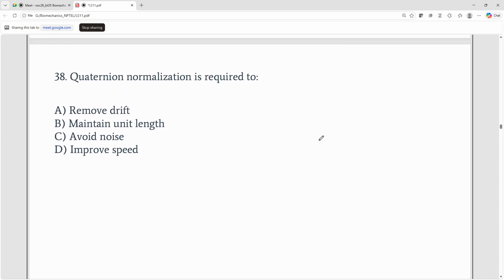Next question. The quaternion normalization is required to which among the following? Option A, to remove drift. Option B, to maintain unit length. Option C, to avoid noise. Option D, improve speed. What is the requirement of quaternion normalization? Is it option A, remove drift? Option B, maintain unit length. Option C, avoid noise. Option D, improve speed.